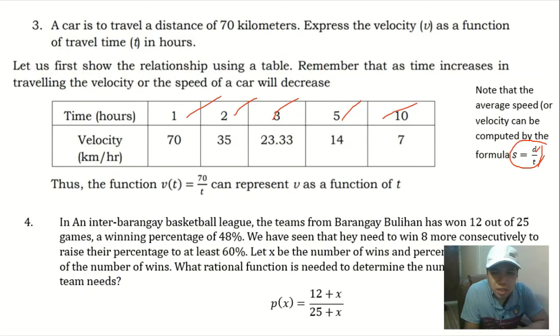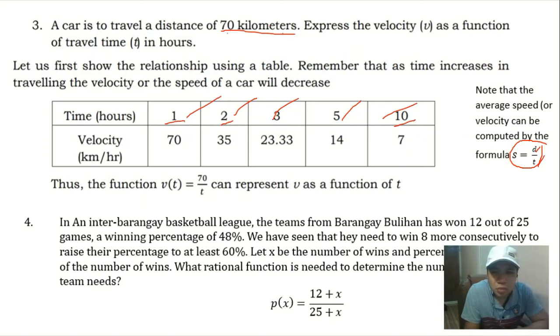Okay, so the distance divided by the time, assuming 70 kilometers yung distance natin. So, bakit niya nasabi na pag lumalaki yung time, lumiliit yung speed ng car? So, ibig sabihin, 1 hour, kinuha niya lang yung 70 kilometers in 1 hour. Kung yung 70 kilometers, kinuha niya ng 2 hours, mas mabagal siya. Siyempre, kung yung 70 kilometers, kinuha niya ng 10 hours, mabagal siya kumpara doon sa 1 hour lang.